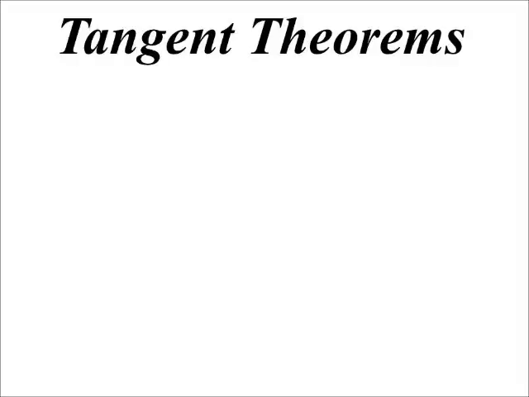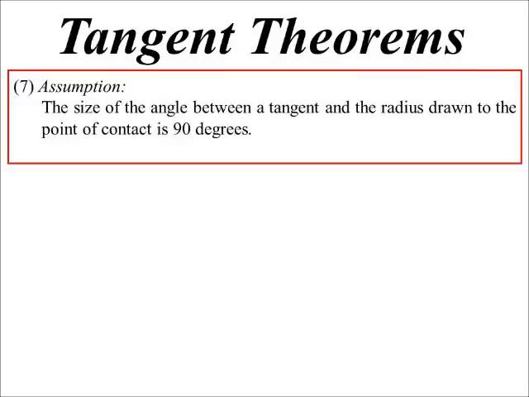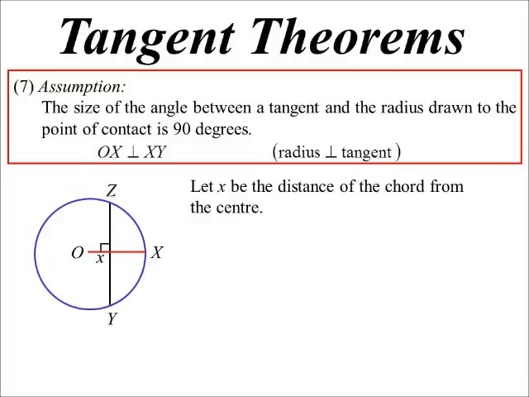Okay, so let's now look at some tangent theorems. The size of the angle between a tangent and the radius is 90 degrees. It's a fairly simple idea. And if we're going to use it, I would say, well, look, OX is perpendicular to XY, XY being the tangent that I haven't drawn in there. Reason: radius perpendicular to tangent.